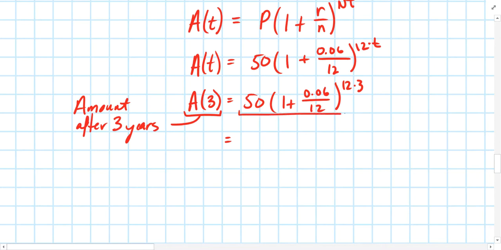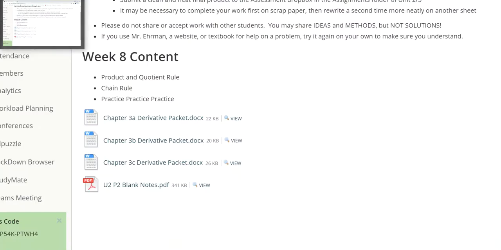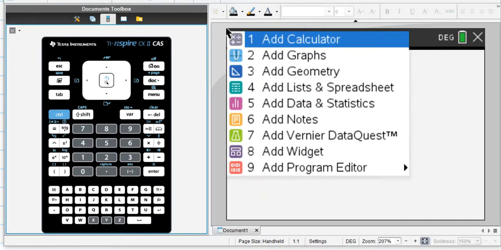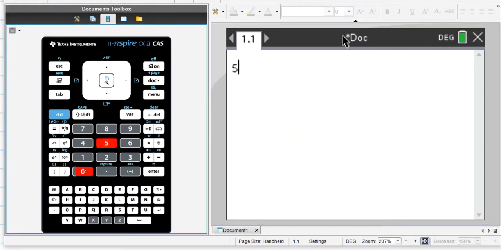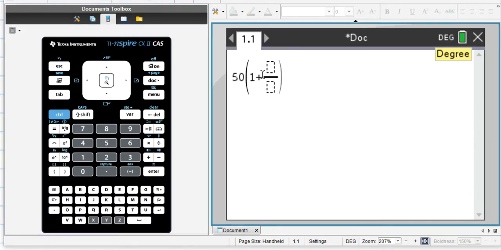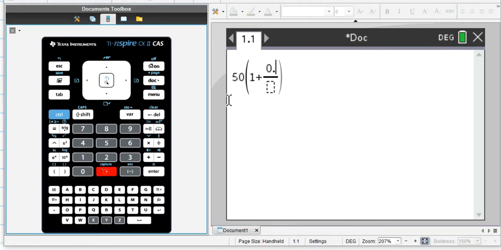And the right side of this equation, well, this is something that can be calculated. We can actually substitute or place all of that into a graphing calculator like the ones we have in the classroom and let the calculator do all of the work in this case. So I need 50 times 1 plus a fraction. A fraction is created by pressing Control, then divide. And we have 0.06 in the numerator and 12 in the denominator.